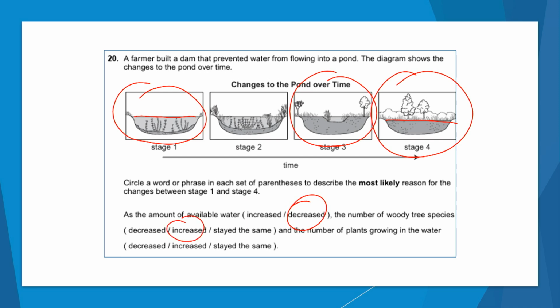And the number of plants growing in the water, okay, well, there's a lot of plants here growing in the water, right? And then as time goes on, there's a lot in this one too, but then when you get to this one, there's almost none, and now there's no water in stage 4, and thus there wouldn't be any plants growing in the water. So I would think the number of plants growing in the water decreased, okay? So that's what I think we should go with for that one.